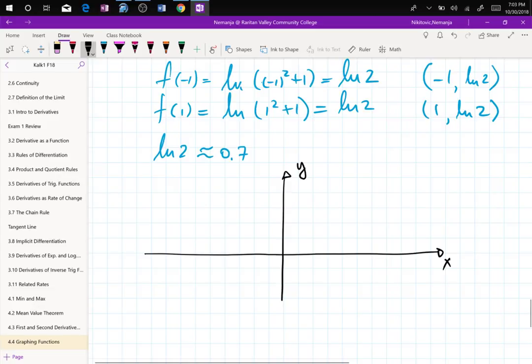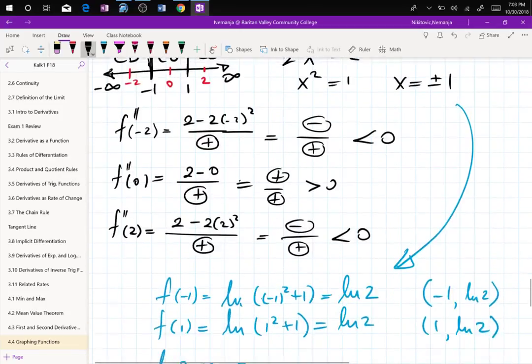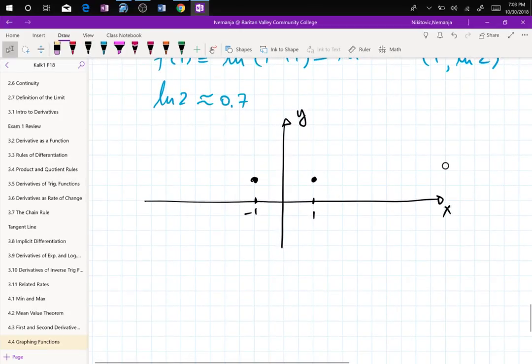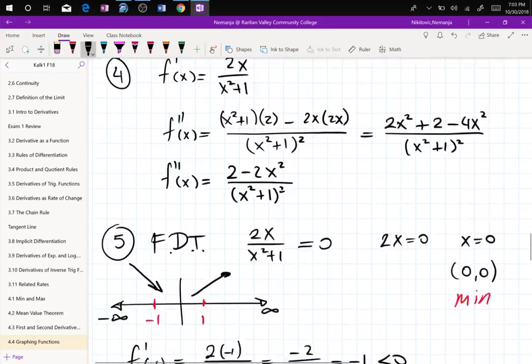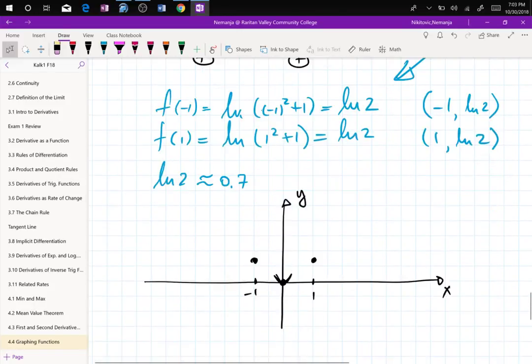I have this negative 1, 0.7, so here and here. What else do I have? 0, 0 as a minimum. As soon as I draw that, I put a frown. Sorry, minimum, smiley. There we go. So x, y intercept, that's it. That's all we have, so we have to work with this.